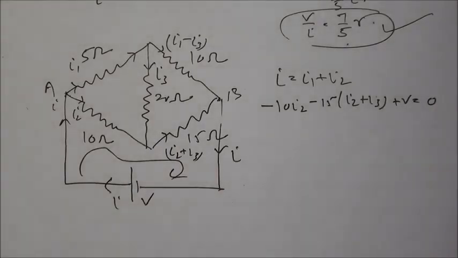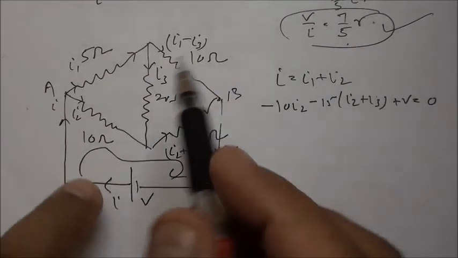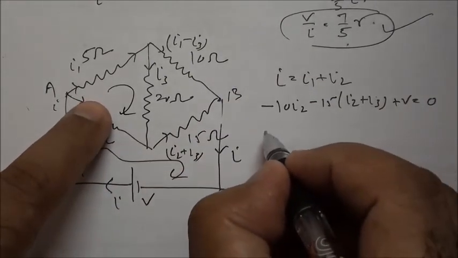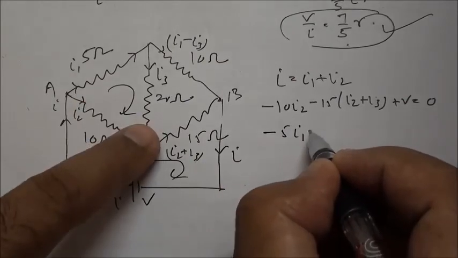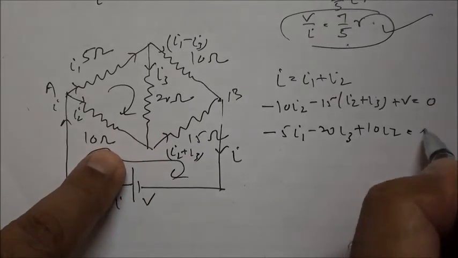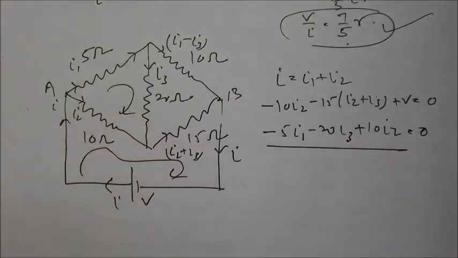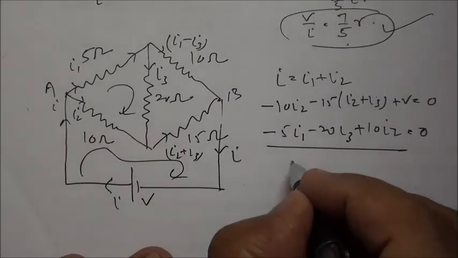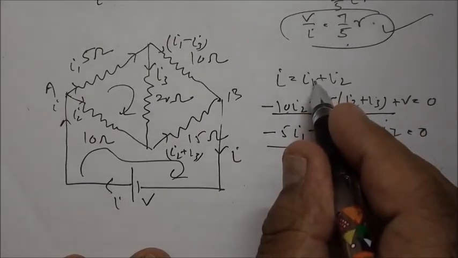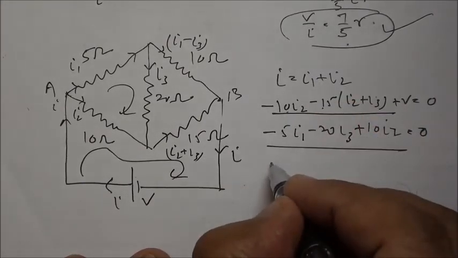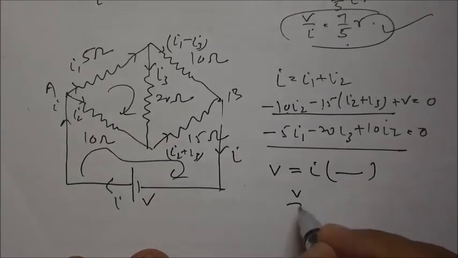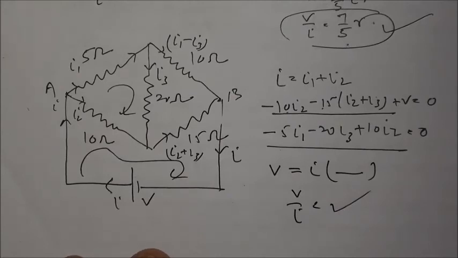Right? Then we can have some other equation, say for this loop. So it will be minus 5I1 minus 20I3 plus 10I2 is equal to 0. Now what we have to do is solve these equations to get the value of I2 and I3 in terms of I. You have to frame more equations and then get it something like V is equal to I into some quantity. So V by I will be the answer.